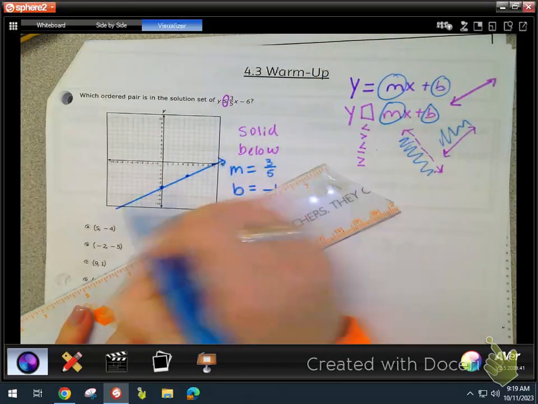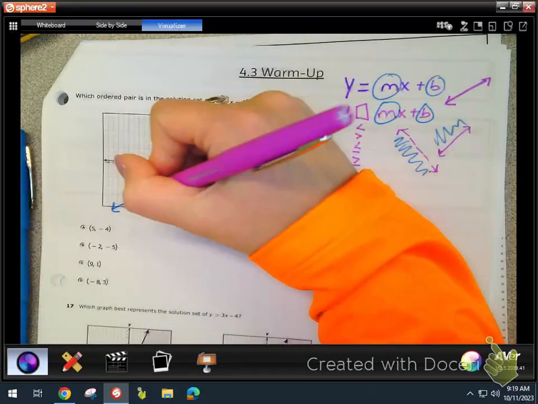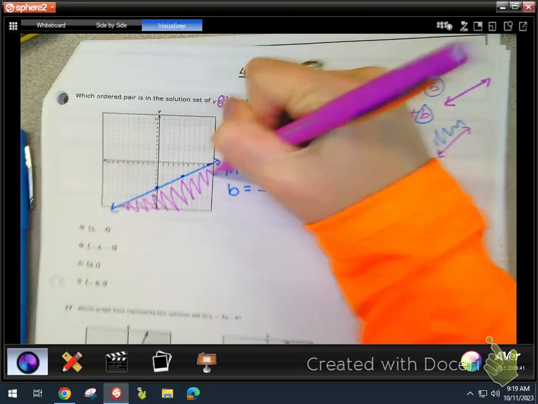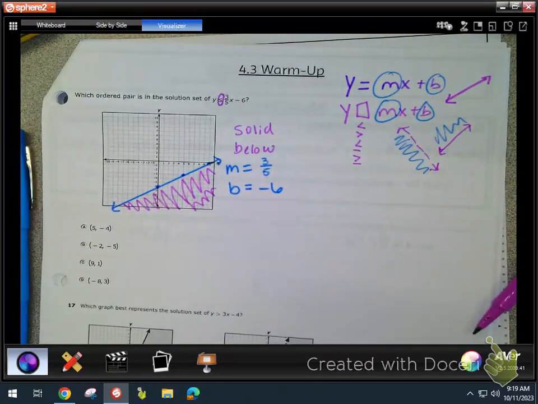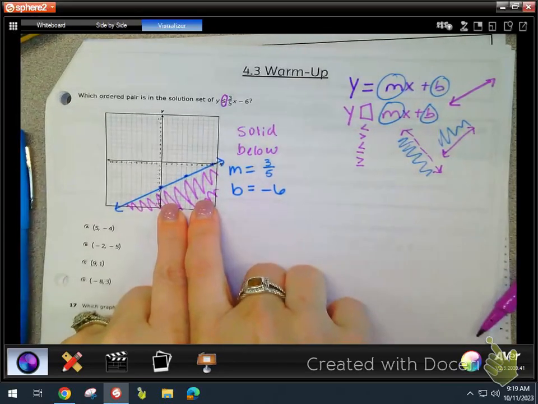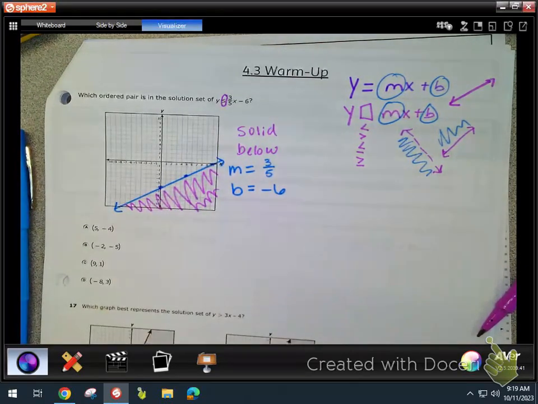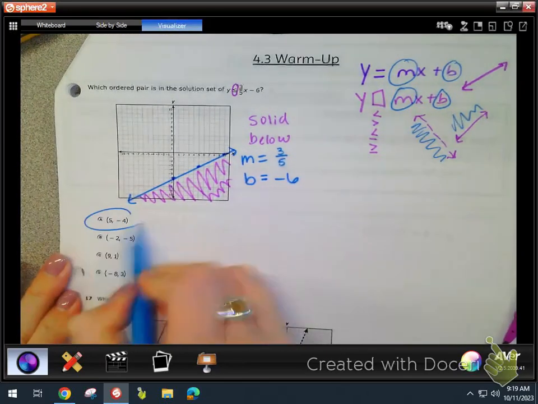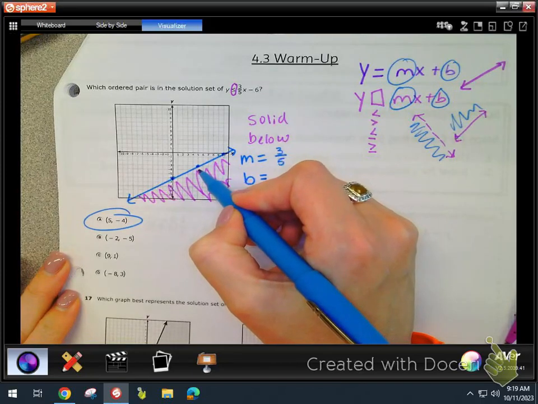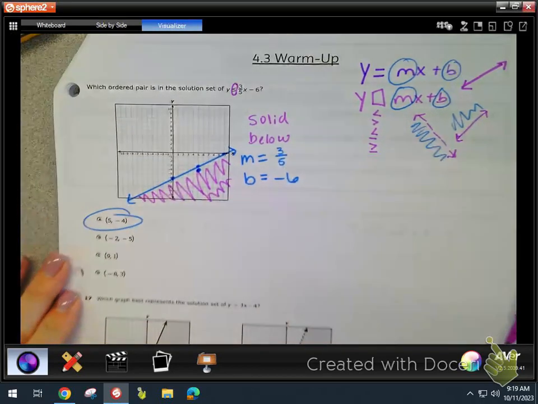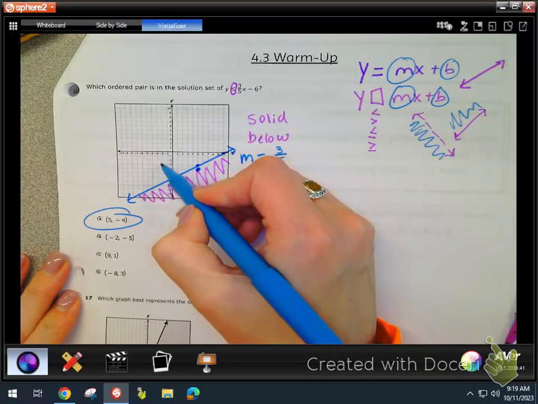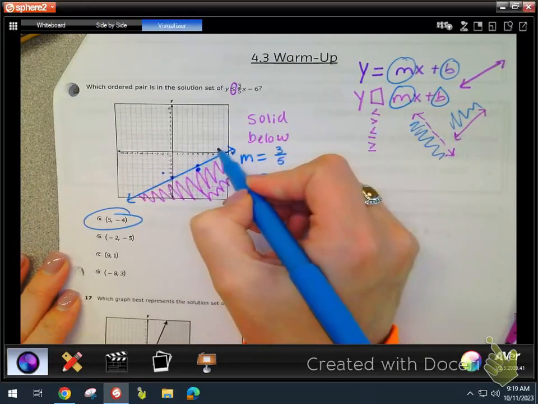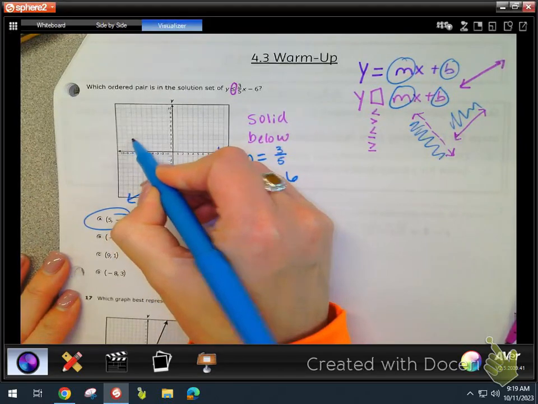So where are the solution sets in here? Where are solutions? The shaded area. And where else? Why on the line? Because it's solid. If that line was dashed, would they be solutions? No. Okay, good. We do remember some stuff from last week. So which one of these points is in the solution set? A. 5, -4 is right here. -2, -5, that's a no. 9, 1, that's a no. -8, 3, that's a no.